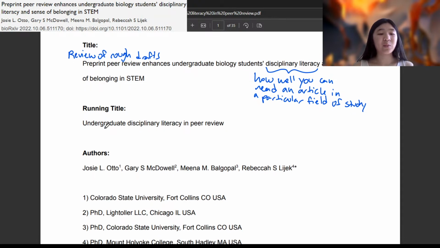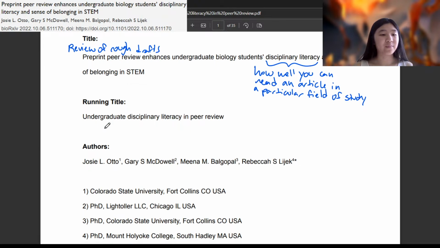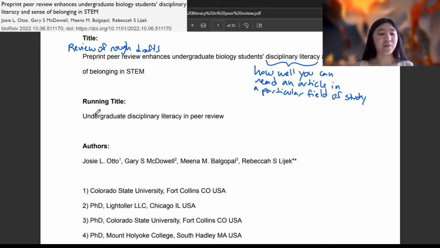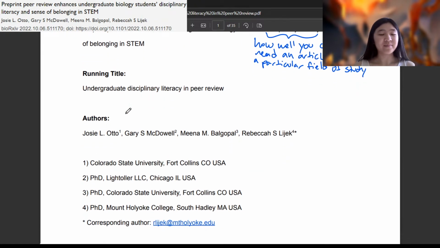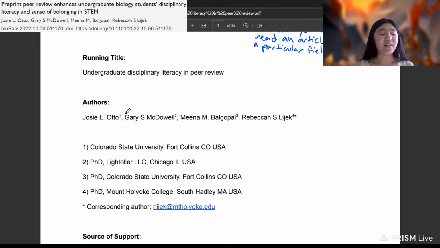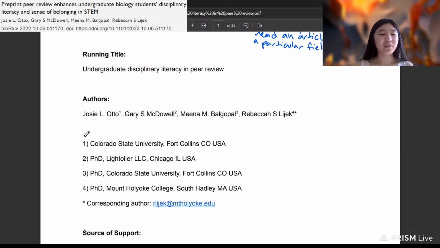Now, a running title is basically the shorter and simpler version of the title that will appear at the top of every single page on this PDF. So in this case, we should look out for undergraduate disciplinary literacy in peer review. So the authors of this article are Josie L. Otto, Gary S. McDowell, Meena M. Balgopal, and Rebeccah S. Lijek.